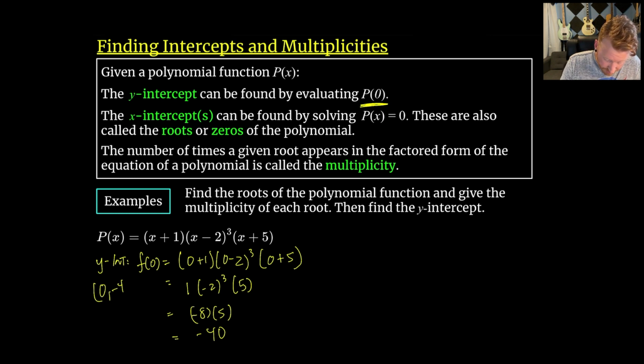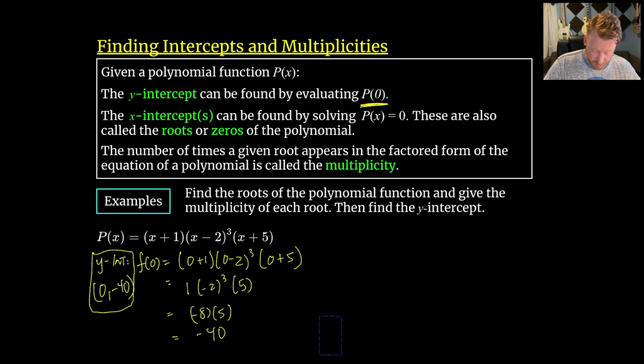0, negative 40. Remember that when we're writing our intercepts, either y-intercepts or x-intercepts, we'll always give them as a point. We are finding one of the values because we already know that the other one is 0. So here we've got the y-intercept at 0, negative 40. Next, we'll find the x-intercepts.